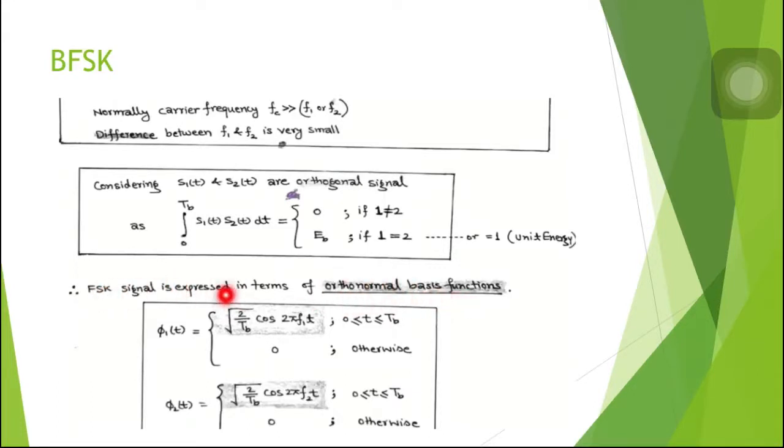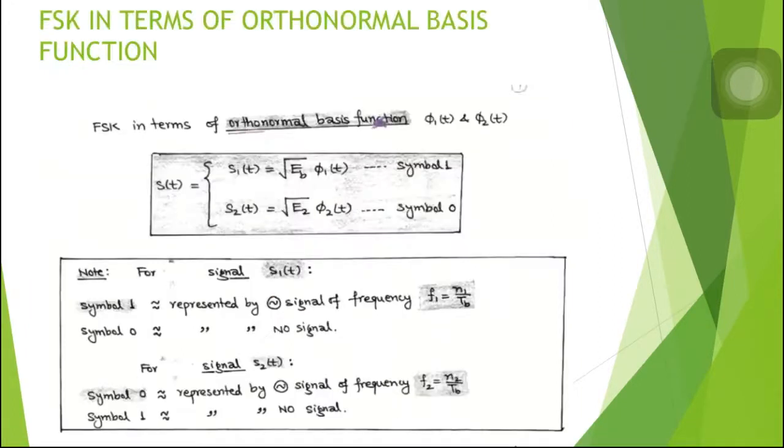Therefore the FSK signal is expressed in terms of orthonormal basis functions. So we can express FSK, that is frequency shift keying, in terms of basis functions. What kind of basis function? Orthonormal basis functions. Let us consider phi1 of t is equal to root of 2 by TB cos 2 pi f1 t, where the time period is 0 less than t less than or equal to TB, otherwise it will be 0. Also phi2 of t is the same, with the only difference being the frequency, right?